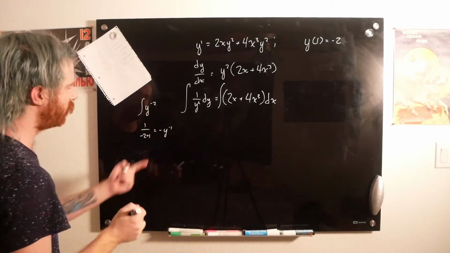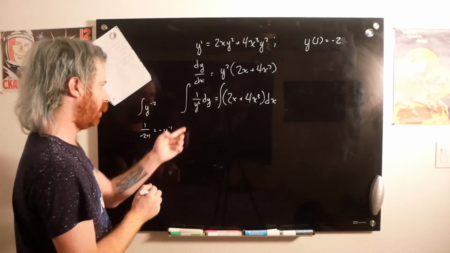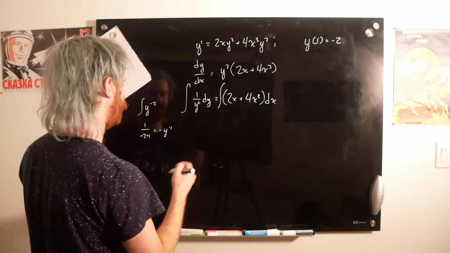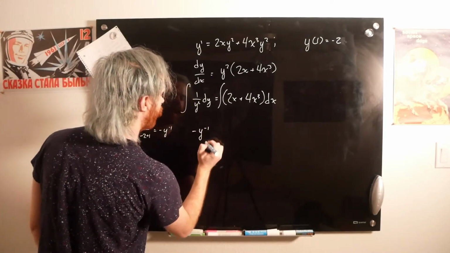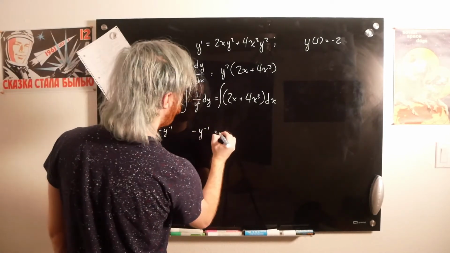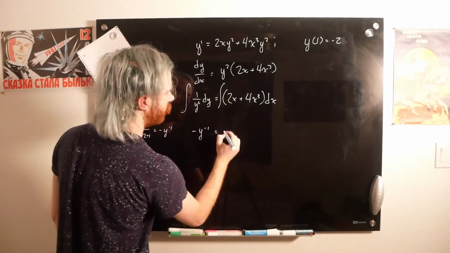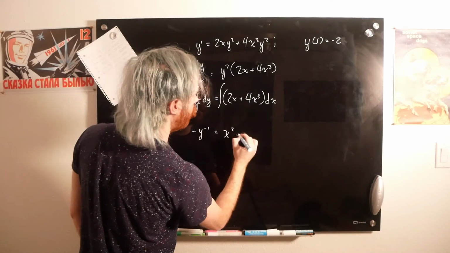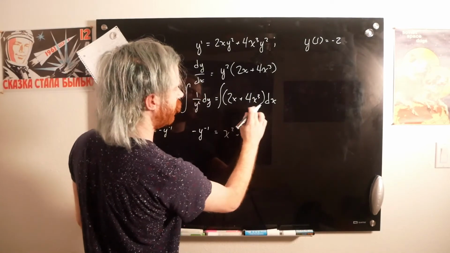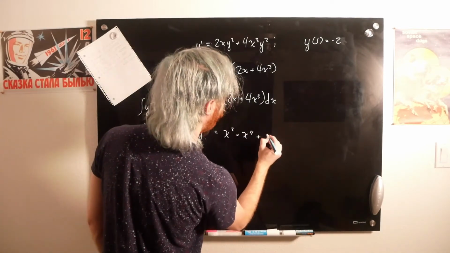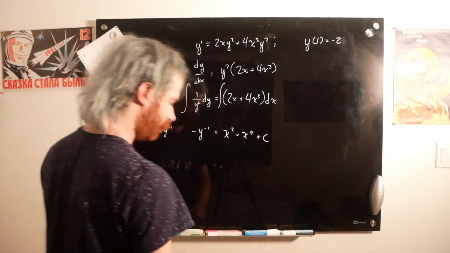And just to check it, you can take the derivative, and you're going to get y to the negative 2, which is what we have right here. So negative y to the negative first power, we're not worried about the plus c on this side again, only on this side, equals the integral of 2x, which is just x squared, plus x to the fourth. The integral of this is x to the fourth, and then plus our constant of integration c.